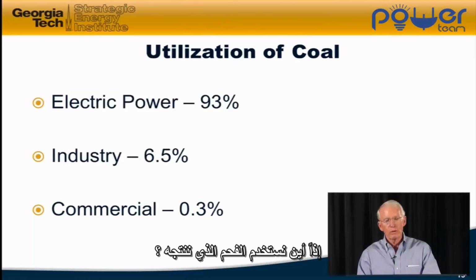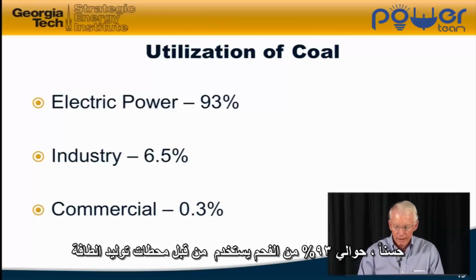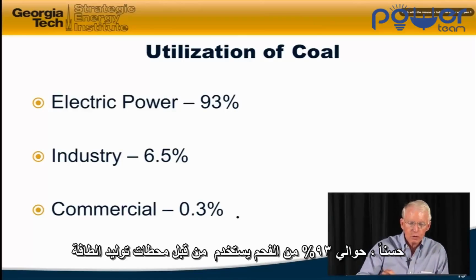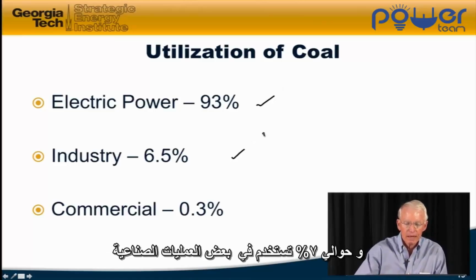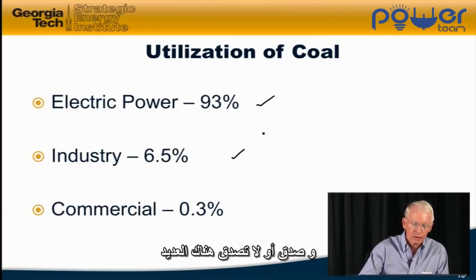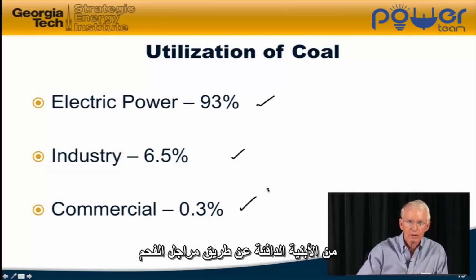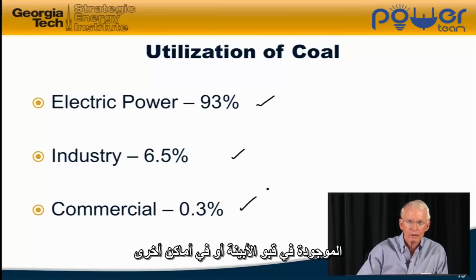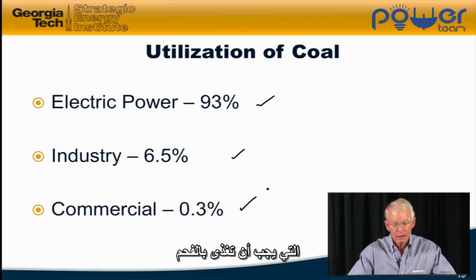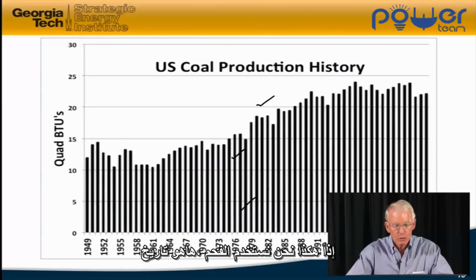So where do we use our coal? Well, about 93% of it is used by electric power plants. Industry, manufacturing things, use coal in a lot of processes, about 7%. And then there's still, believe it or not, a lot of buildings that are heated with coal boilers that are in the basement somewhere, and have to be fed coal. It is trucked in. So that's how we use coal.